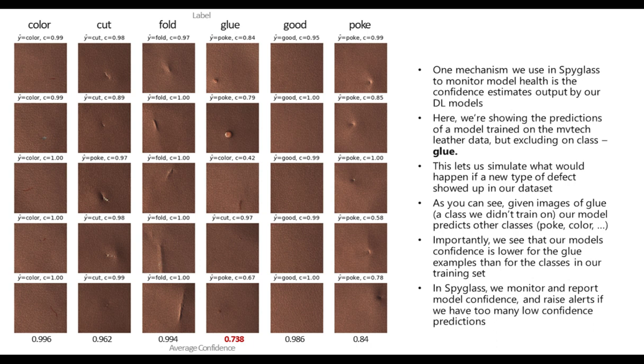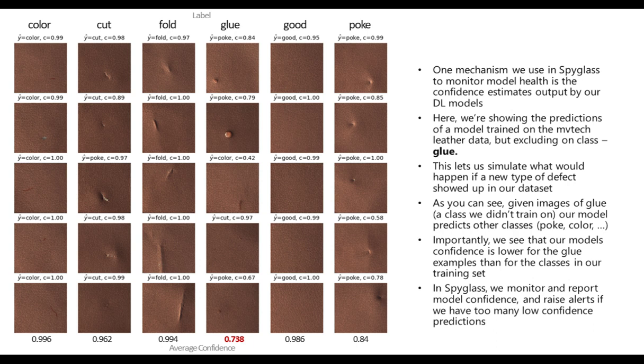So you get the prediction, you know, color, cut, fold, but you also get a confidence level. And that's the C that you're seeing, the C equals. So that's a probability. It's between 0 and 1. And if you look at the color column, you see that the prediction is 99% confident, 99% confident, 100% confident. So generally very, very high, right?